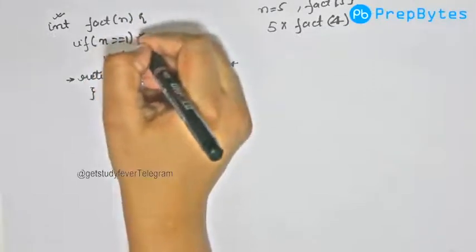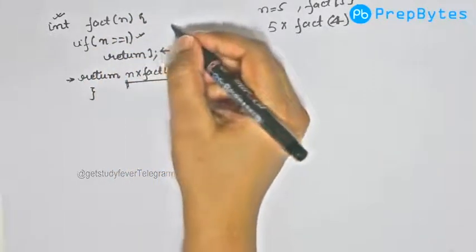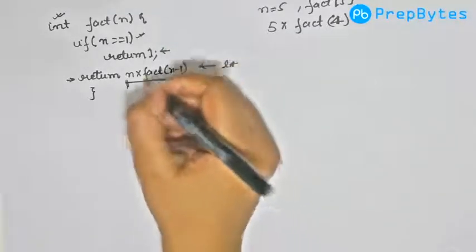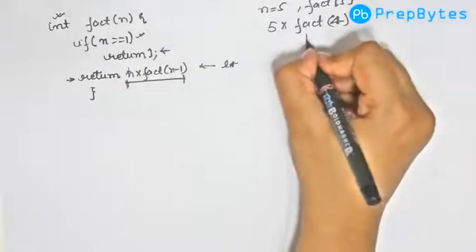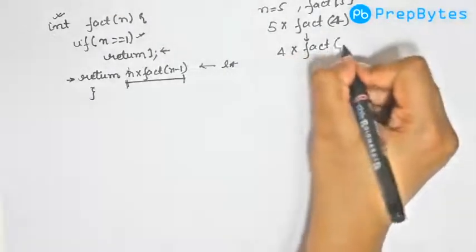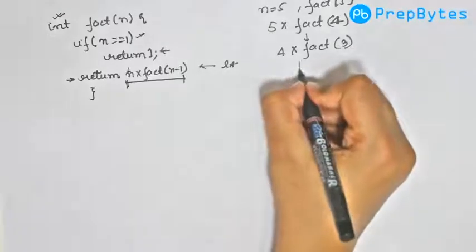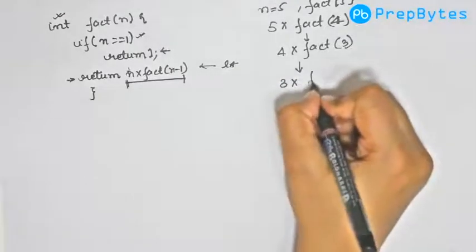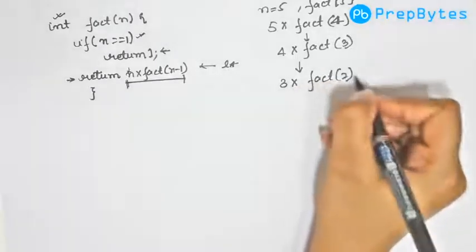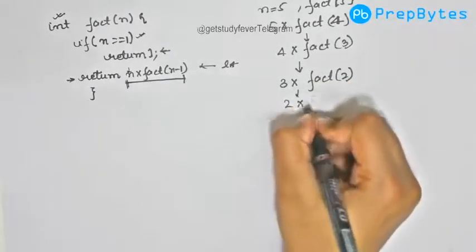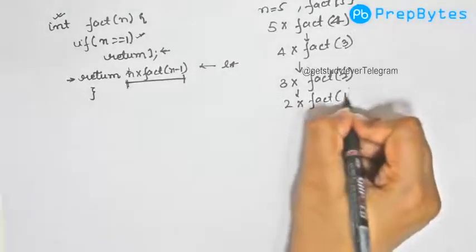Again, is n equal to 1? No, this is not correct. So what will happen? It will again come here and the n will be 4 in this case, and it will call fact of n minus 1, which is fact of 3. So again 3 gets executed when we get 3 into fact of 2. Again we get 2 into fact of 1.